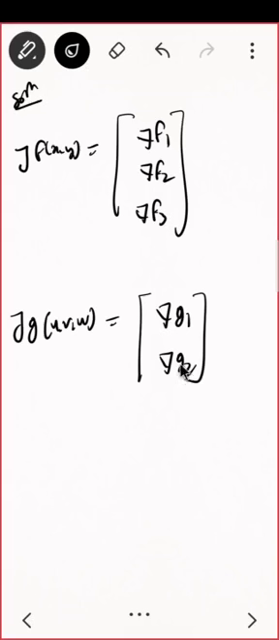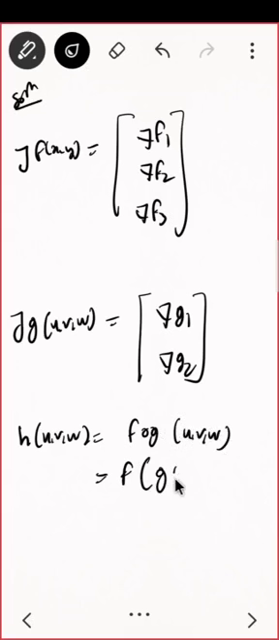Solution. Jacobian of f of (x,y) what will come? It will be simple, delta f1, delta f2, delta f3. So do that. Same, Jacobian of g of (u,v,w) what will come? It will be delta g1, delta g2. Correct? Put that. So you have to find h now. H of (u,v,w), it will be what? F composite G of (u,v,w). That means F of G of (u,v,w). Now put the values and find this. What is G of (u,v,w), and find the function, you will get h.